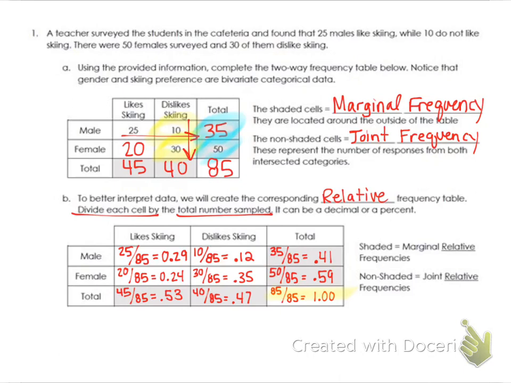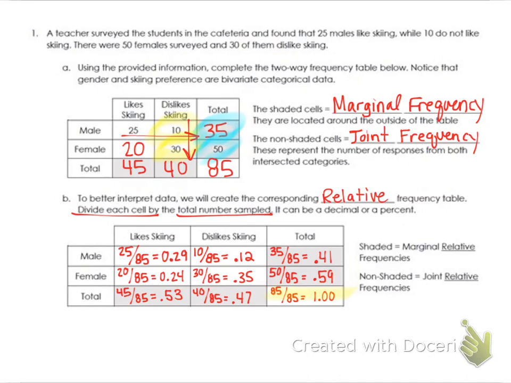But that does make sense because we can't have 150% of students. We only know that we are surveying 85 people, and so the final answer should be 85 out of 85 because that's all of the students. It represents the total amount of students that were sampled. So just make sure that when you are calculating this, you do end up getting 100% in that last final cell.